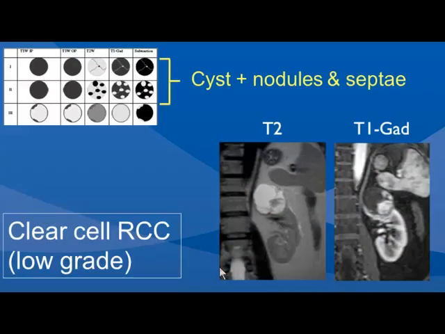Starting with cystic masses, typically you're going to see two flavors. One is the cyst that contains simple fluid, and by simple I mean fluid that looks like CSF, bright on T2 and homogeneous, and dark on T1. And then you're going to see a variable amount of nodules and septations, which are typically hypervascular on the post-contrast images. And almost invariably, these cysts with this phenotype are low-grade clear cell.